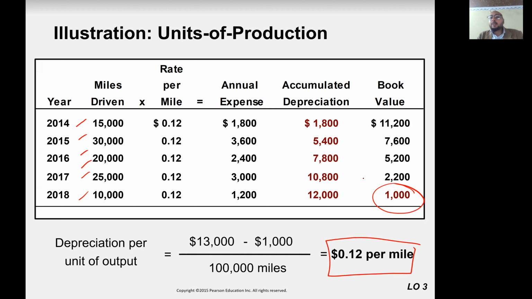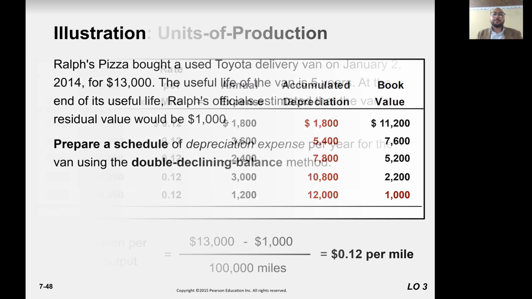All right. So the more you drive, the more the depreciation. See, the more you drive, the more the annual depreciation. The entry is the same: depreciation expense to accumulated depreciation.